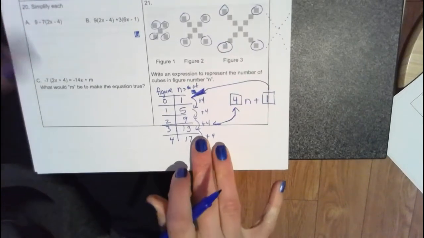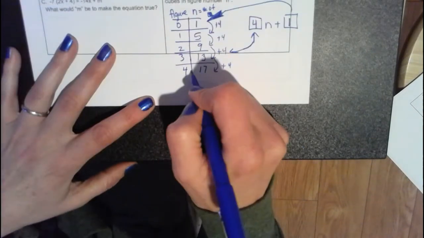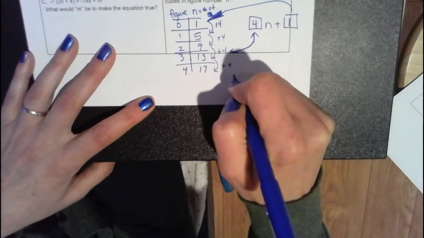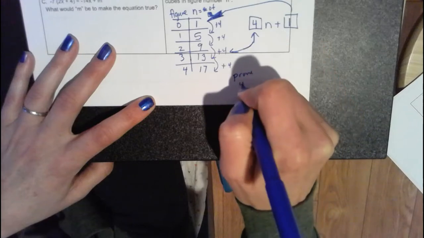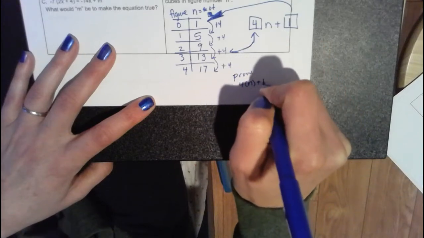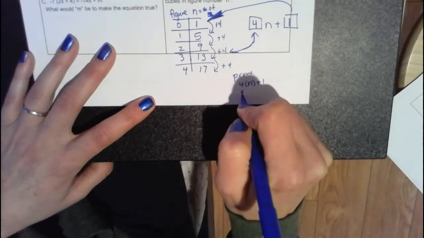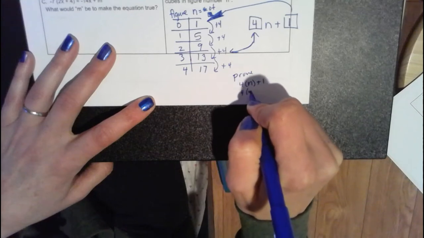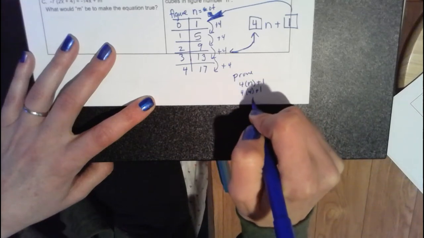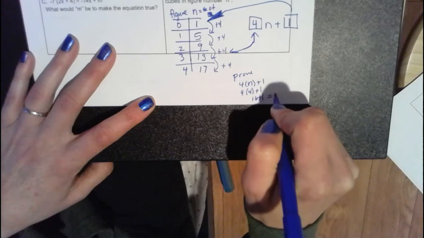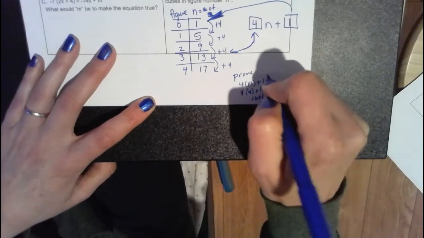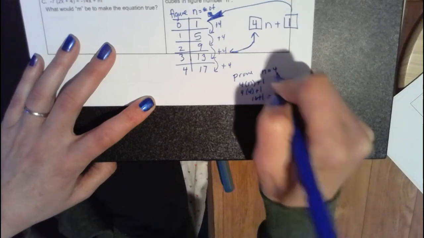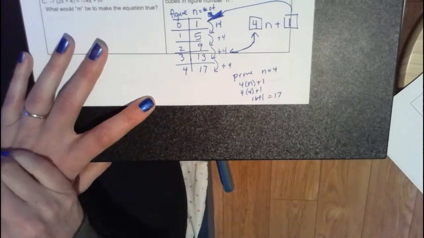And you can kind of prove that it works. So let's look and prove this, that when we plug in 4 for the n, we actually get 17. So that would be 4 times 4 plus 1, which is 16 plus 1, which is 17. So I kind of proved to you that it worked. I tried doing that one for n equals 4, figure number 4.